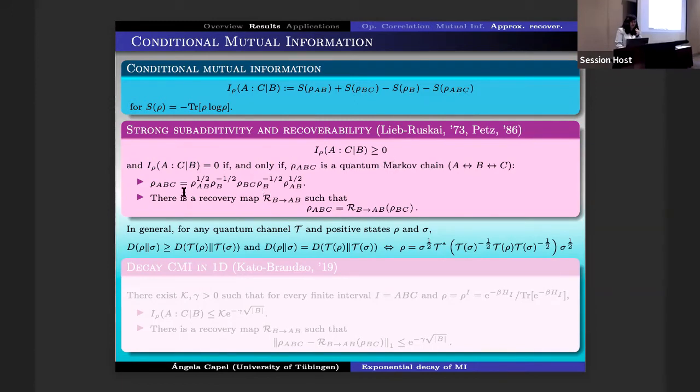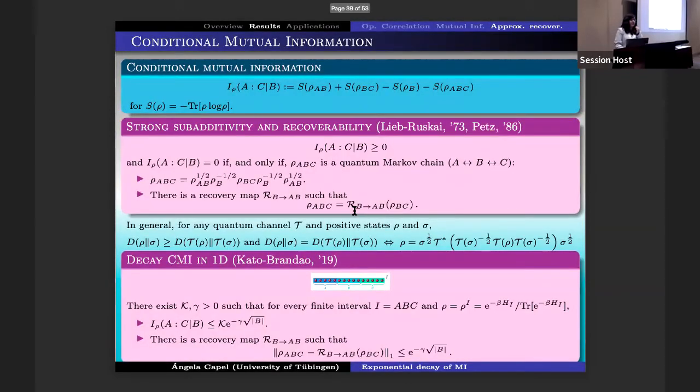and in particular, it means that there is a recovery map that allows to recover the state from its marginal after tracing out A, for example. And in particular, this was used by Kato and Brandao in 2019 to prove the following result. So as I said before, they proved that in 1D, the conditional mutual information decays sub-exponentially with the bound that I write here, but they didn't only prove that.